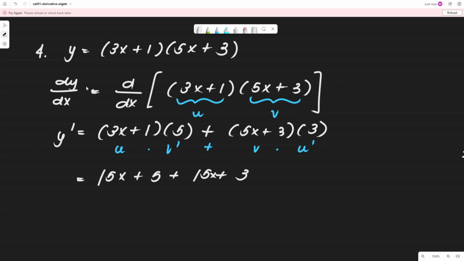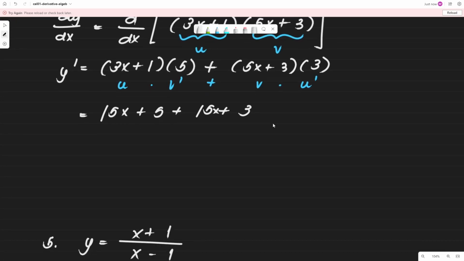So, pag-add na lang natin, so we will have plus 9, sorry, not plus 3, plus 9. No, 3 times 3 is 9. So we have y prime is equal to 30x plus 14.